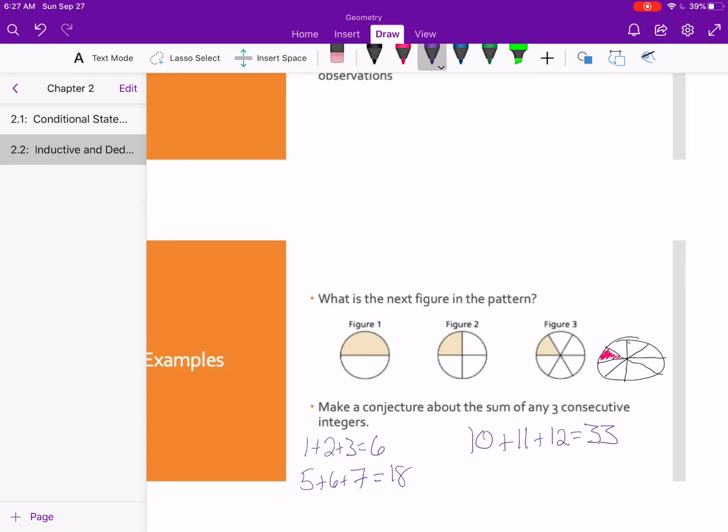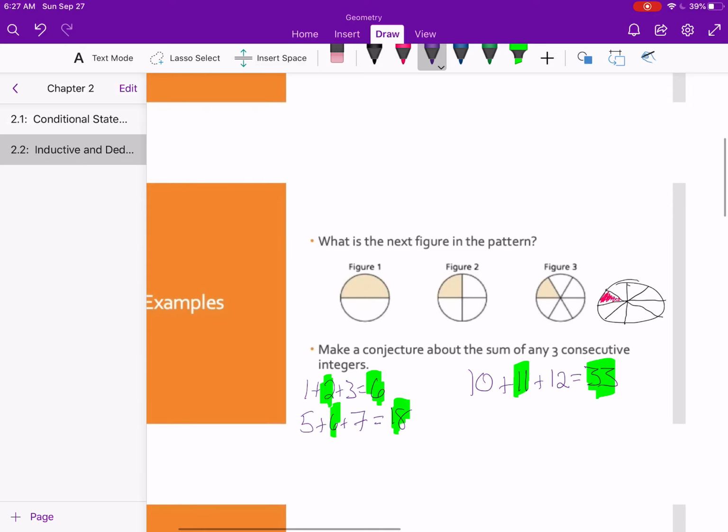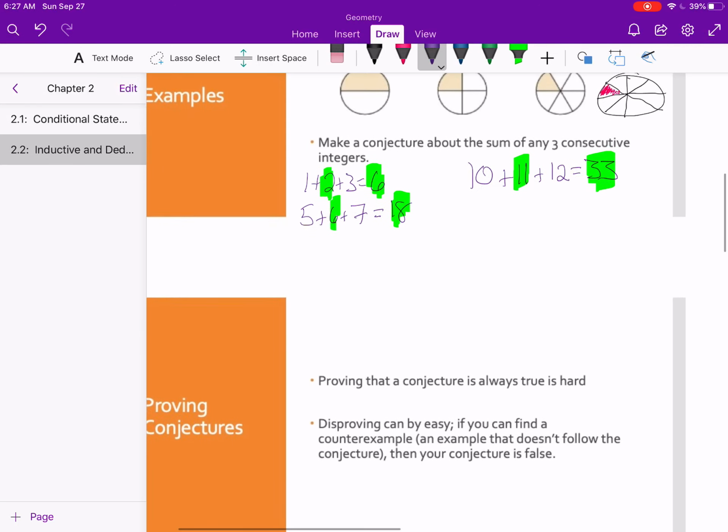So let's try to make a conjecture about these. So I notice that the middle number times 3 always gives us the answer. 2 times 3 is 6, 6 times 3 is 18, 11 times 3 is 33. So my conjecture is that the sum of any 3 consecutive integers is the same as taking the middle number times 3. So I use those examples to try to make my own rule about it. You can try more if you don't believe me, but that's the conjecture that I probably should make.